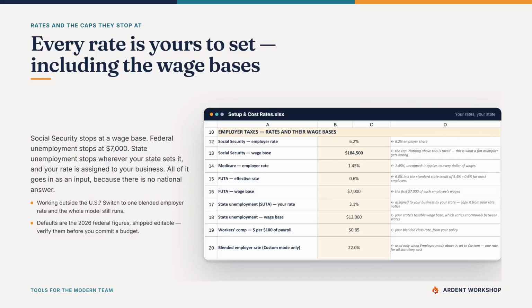Social Security, Medicare, federal unemployment tax, and state unemployment tax each sit on the Rates and Caps tab, with their own rate and their own wage base, all editable. On the worked example, the computed multiplier runs from 1.18 times salary up to 1.34 times across the same team.